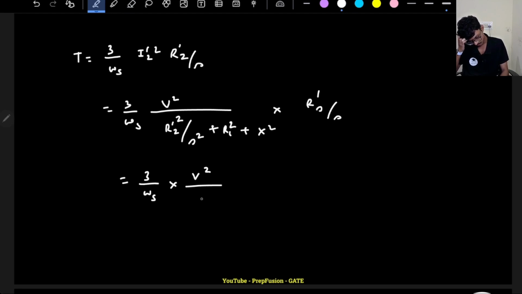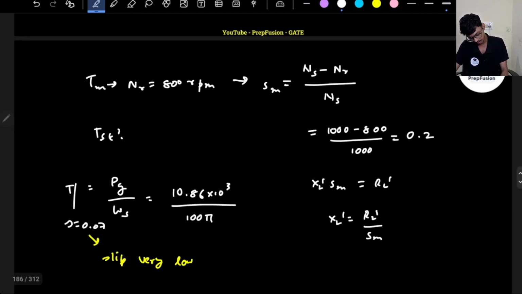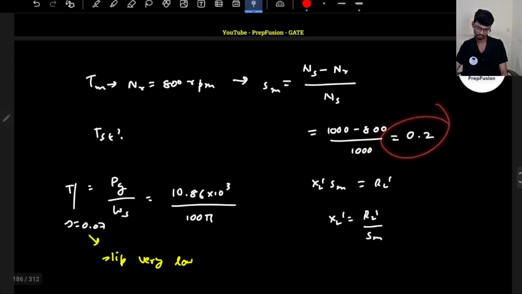So this will be R2 dash into S. Okay, so this is the torque equation. Now what are they asking? They are asking me the torque when the slip is 0.2.